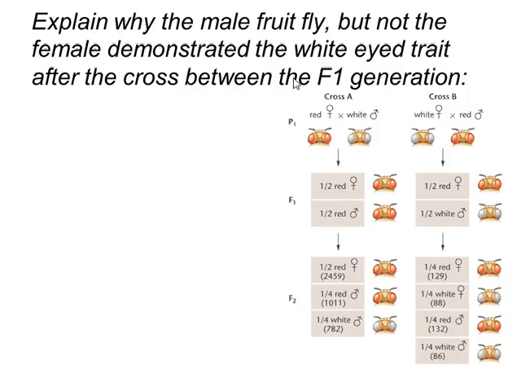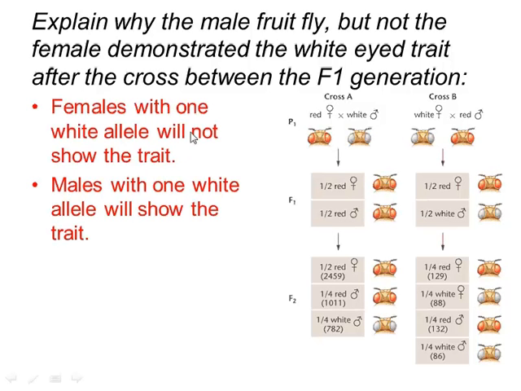Okay, so hopefully you've answered the 3 questions. First of all, I wanted you to explain why the male fruit fly, but not the female, demonstrated the white-eyed trait after the cross between the F1 generation. So when we're looking at this, we're saying to ourselves, females with 1 white allele will not show the trait. But males with 1 white allele will show the trait. So it requires more for the female to actually show the trait. It requires 2 alleles. Males only need 1.